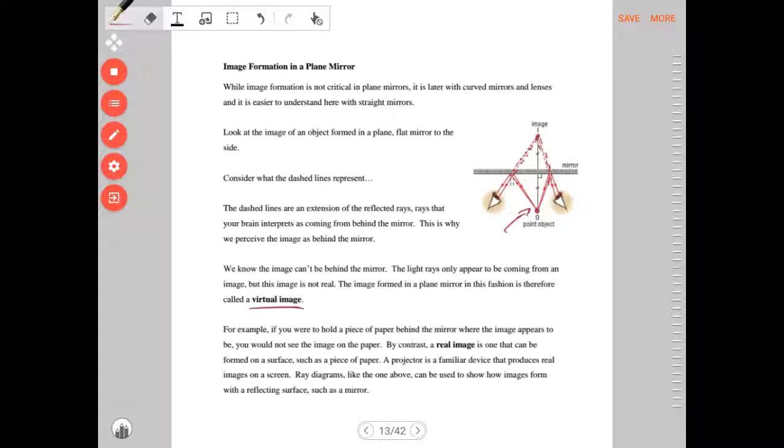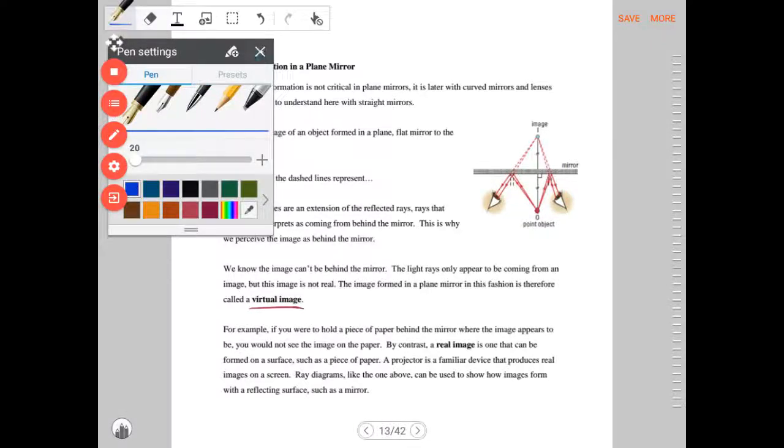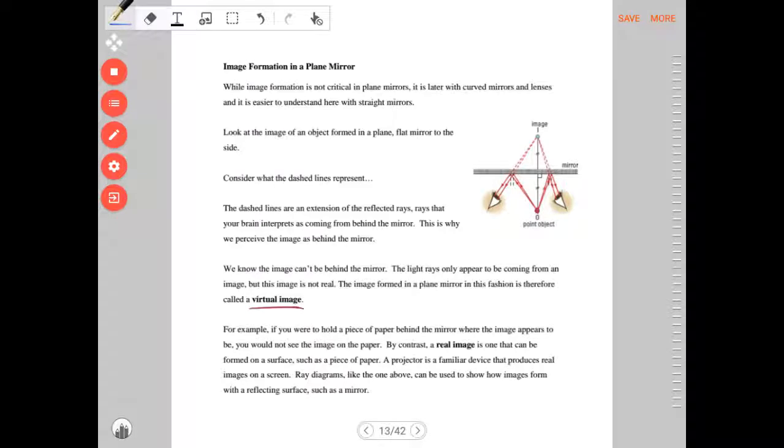Okay, so we have those dotted lines. The image isn't really there. We know the image really isn't there, so it's called a virtual image. Here, I'm going to write in blue some more. For example, if you were to hold a piece of paper behind the mirror where the image appears to be, you would not see the image on the paper. But you wouldn't see the paper at all, right? Because you can't see through a mirror.